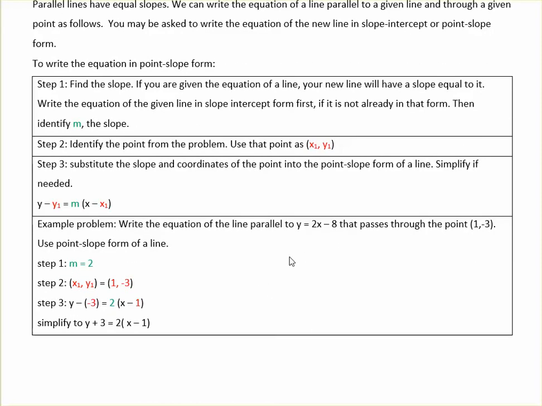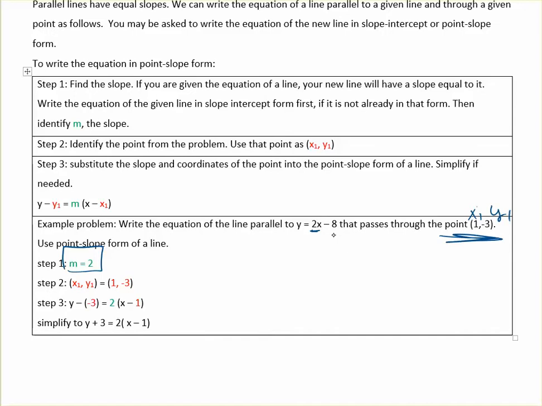Here's an example problem. Write the equation of the line parallel to y equals 2x minus 8 that passes through the point 1, negative 3. Step 1 is to find the slope. This is already in slope-intercept form, y equals 2x minus 8. The slope is the 2 because that is the number that is being multiplied by the x. So we know what our slope is. Step 2 is to identify the point that the line will go through. This is our point. x sub 1 is 1. y sub 1 is negative 3.